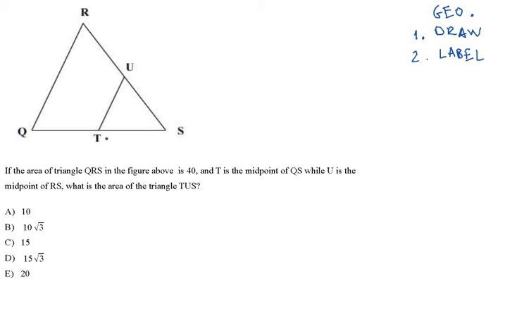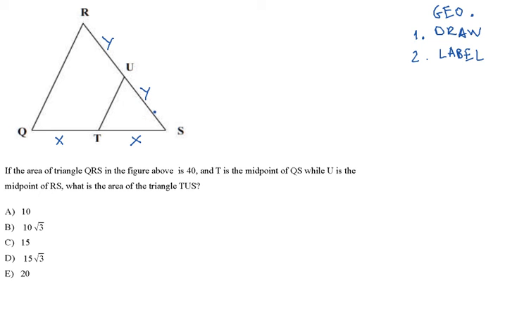This means that TS has to be the same length as QT, and since we don't know what length that is, let's make both QT and TS equal to X. This is what I meant by labeling. You put your information on the figure. Similarly, RU and US have to be the same length because U is the midpoint of RS, meaning it cuts it in half. So let's make both of these Y.